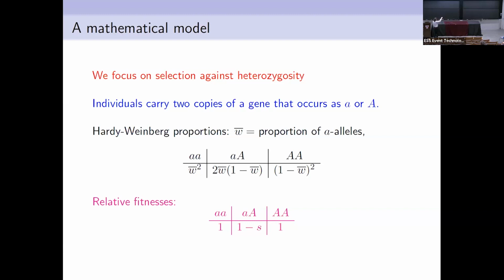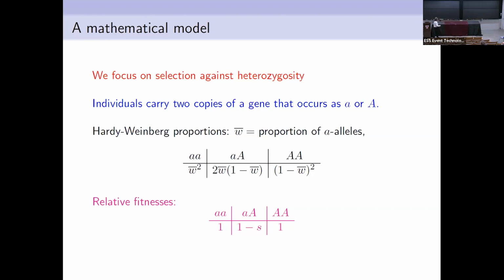So in other words, the proportion of flowers of different types is chosen just by random sampling from a pool of alleles in which we have a proportion W bar of little a. That's all these Hardy-Weinberg proportions say. And in fact, if you're not in what's called Hardy-Weinberg equilibrium, and you do one round of reproduction and there's no selection, you get back to Hardy-Weinberg equilibrium. So it's really not a huge assumption, but it's one that is very convenient for what we're doing.